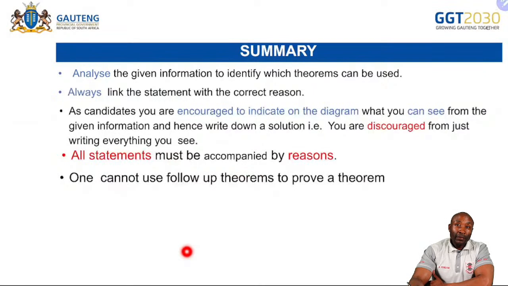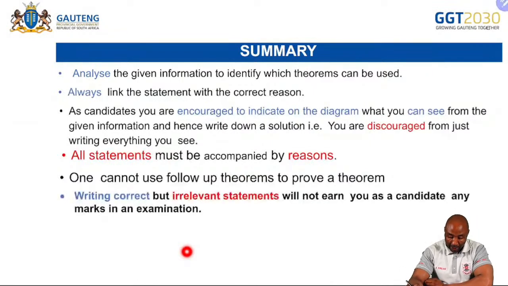Now, you cannot use a follow-up theorem to prove a theorem. Like I said, if you are supposed to prove that a line is a tangent, there is no way you can start writing angle this is equal to angle that, tan chord theorem, because it has to come at the end. Let us always be careful about that. We cannot write correct but irrelevant statements or reasons and hoping to get marks. For every statement, it must be relevant to the question and the reason must be valid.